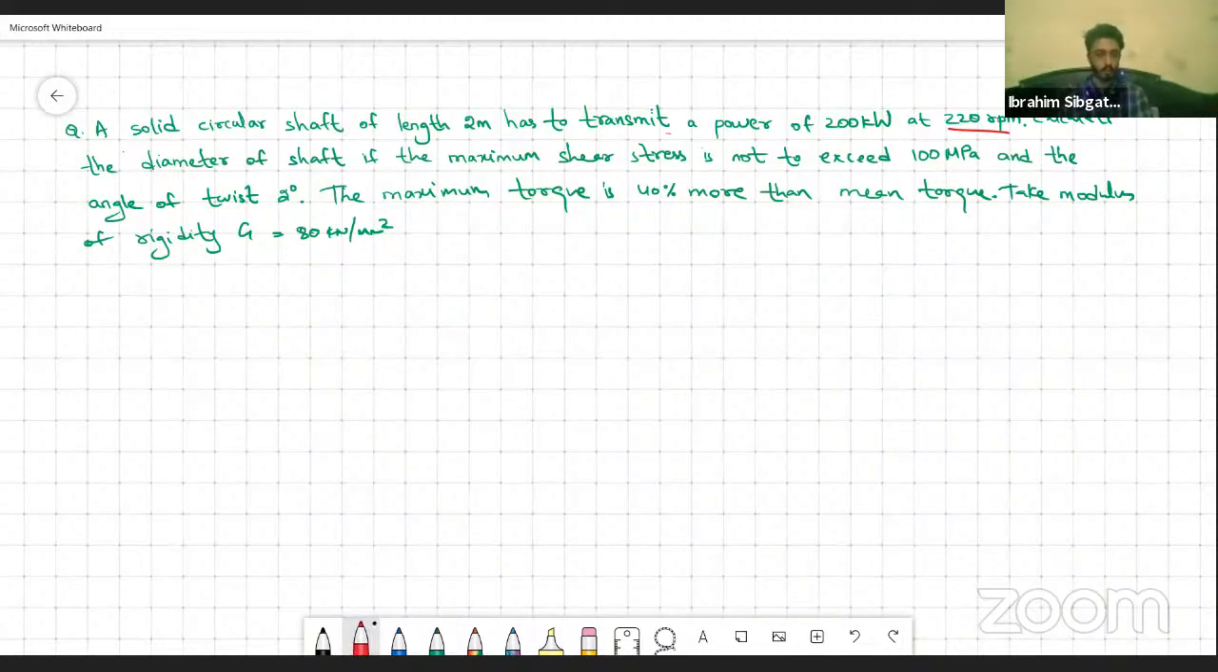Now let's start with the problem. In the previous video I also told you that whenever we start a problem, we have to start by writing down whatever is given in the question. Starting with the first thing, the length of the shaft, L, it is 2 meters. Let's convert this into millimeters also. So 2 meters, or 2000 millimeters.